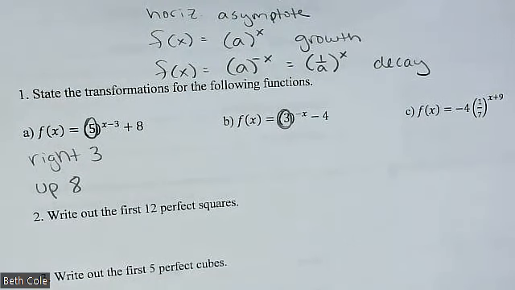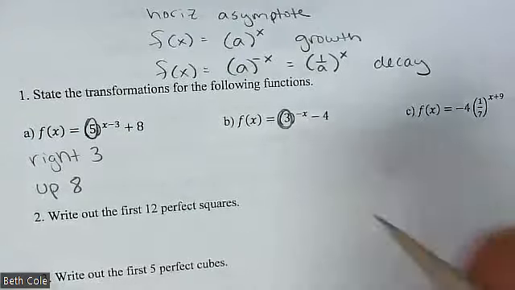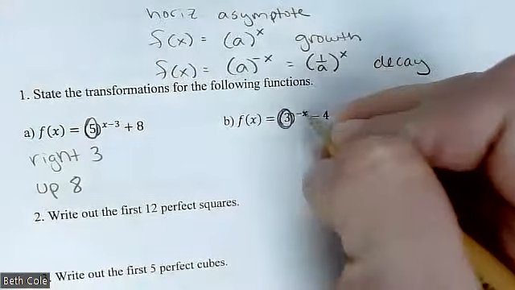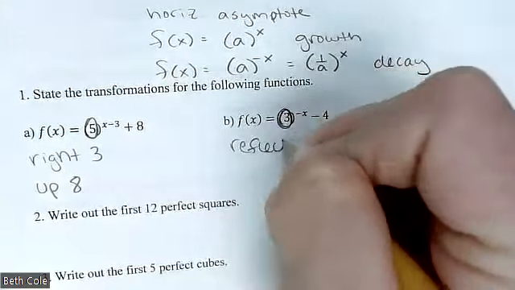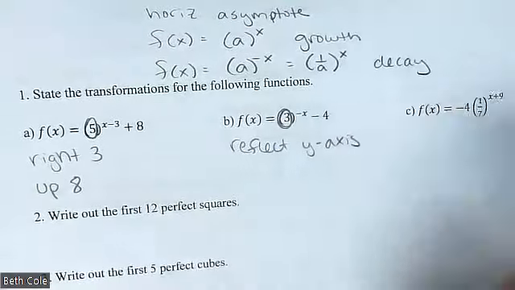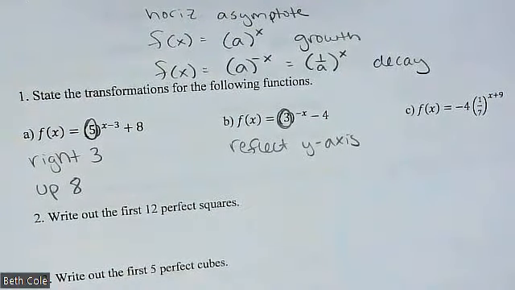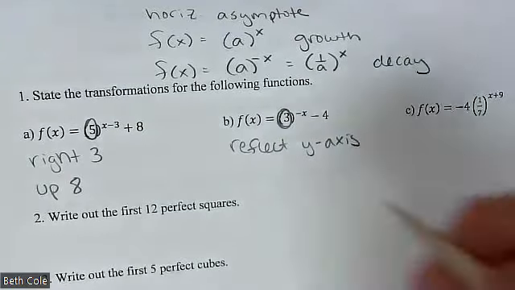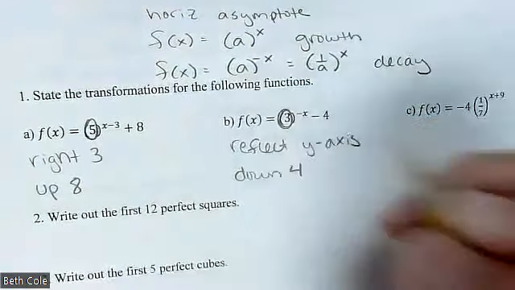Now this one is going to have a reflection. I know those are the hardest ones, like which axis does it reflect over? But before I tell you, does anyone remember which one that's going to be? Y-axis, good, because it's inside the function. It's inside the exponent. So reflect y-axis. And then what else? Yeah, down 4. Perfect.